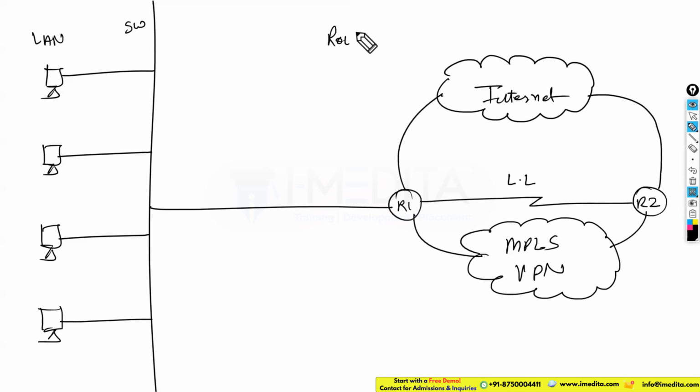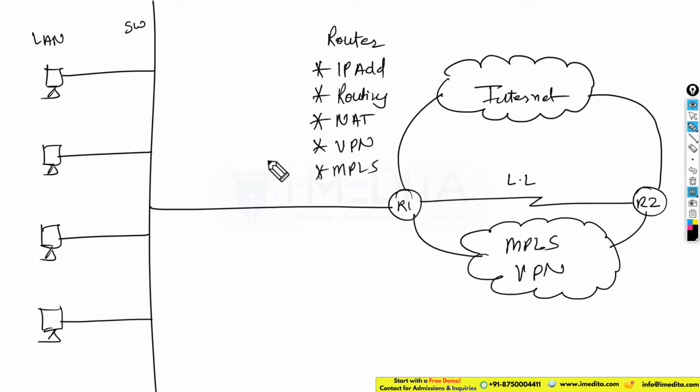What we have? We have here router. Router is configured with IP addressing. Router is configured with routing. Router is configured with NATing, VPN, MPLS like this. So we have configured router with IP addressing, routing, NATing, VPN, and MPLS.